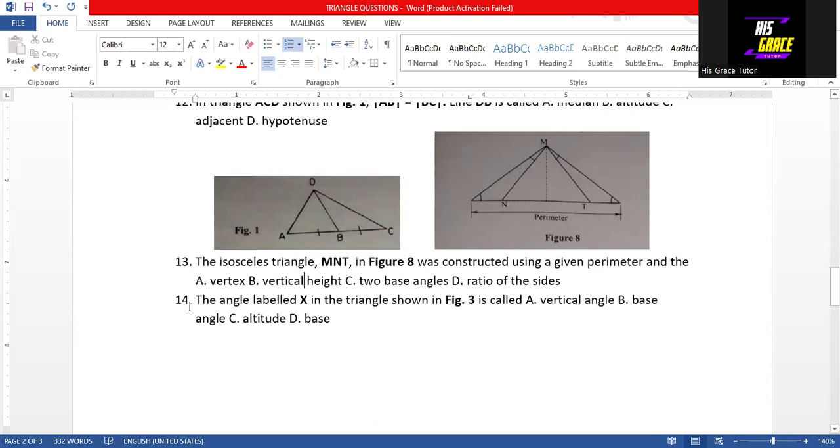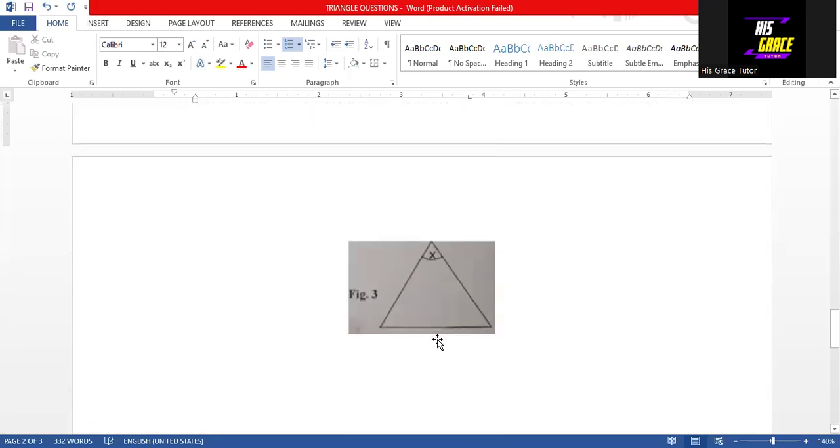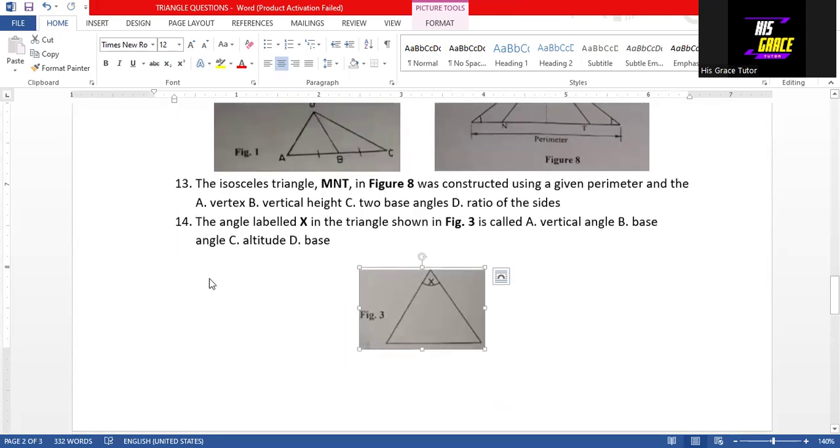All right, so question 14, which is the last question, says that the angle labeled X, so this is the figure. Let me bring it up. Okay, so we have it now. So the angle labeled X in the triangle shown in figure 3 is called vertical angle. That is option A. So we treated this as part of triangles in videos.